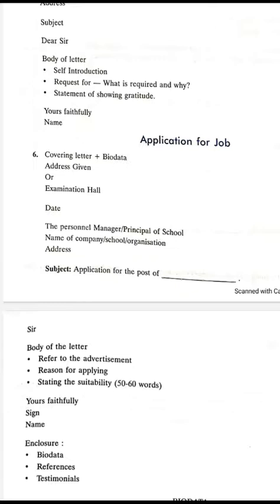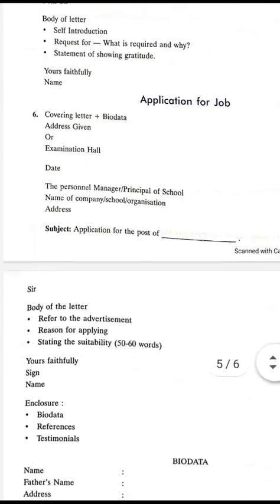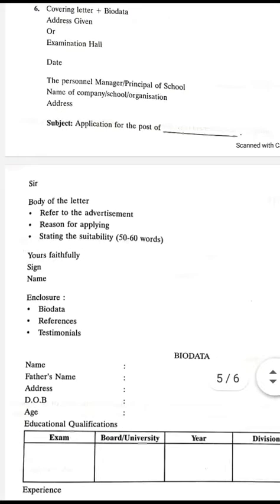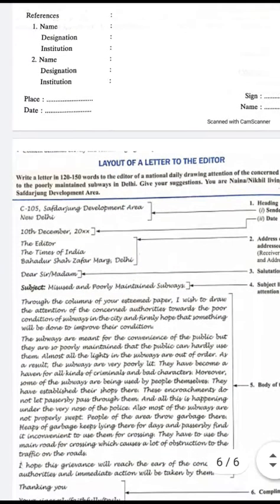Application for job is exclusively for class 11th and 12th. For the students of class 10th, application for job with biodata is not coming. So students of class 10 can skip this part. This is not for class 9th and 10th. Okay, this is for class 11th, this part. Okay, and last part.